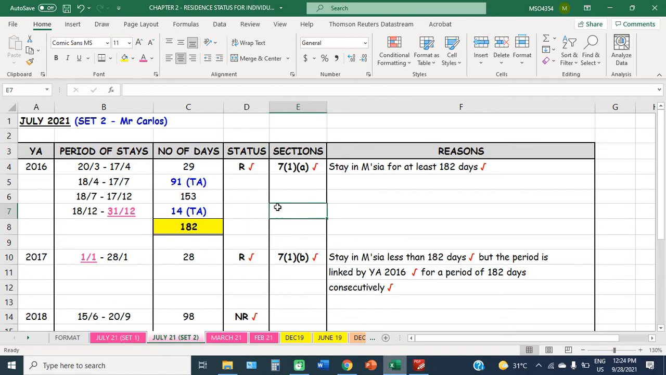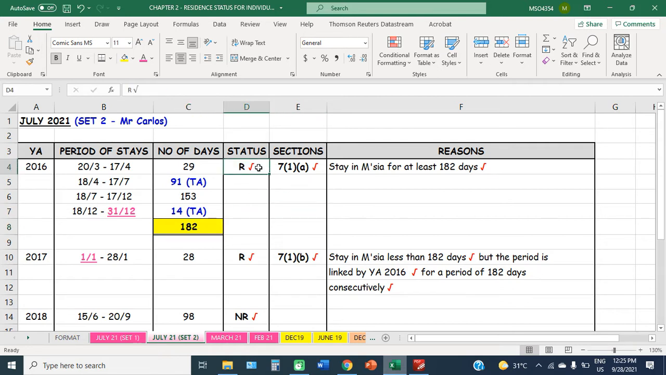Okay, next. Total up number of days. Everyone, every time you total up number of days, do not include TA. TA is meant for link 2 and link 1. We are not doing link 2 or link 1 right now. So exclude the TA. 29 plus 153, then you will get exactly 182. This is very dangerous if you wrongly calculated your number of days. So exactly 182. Very obvious.